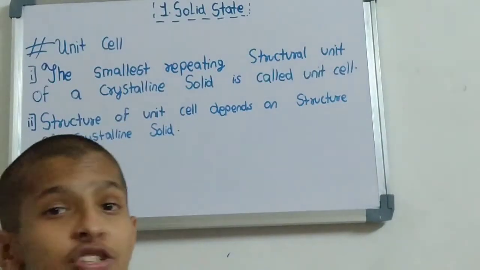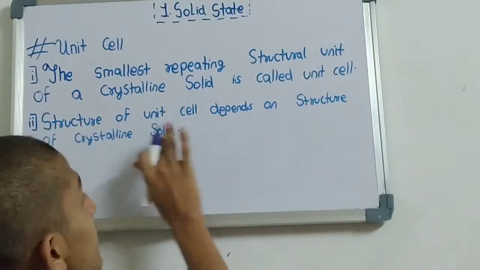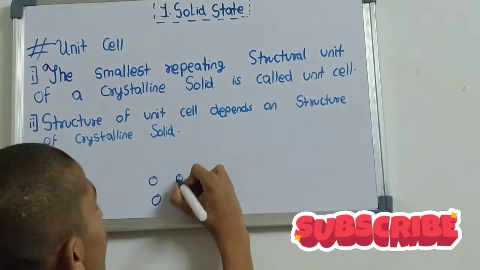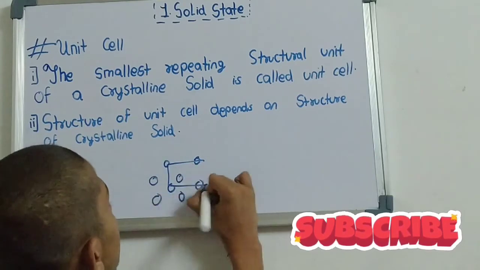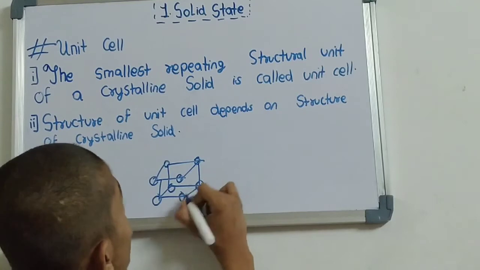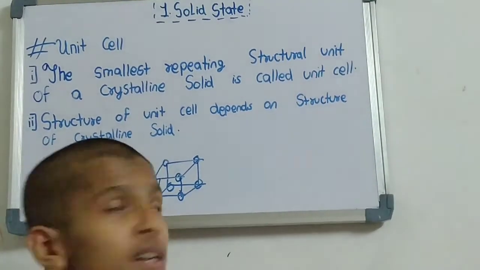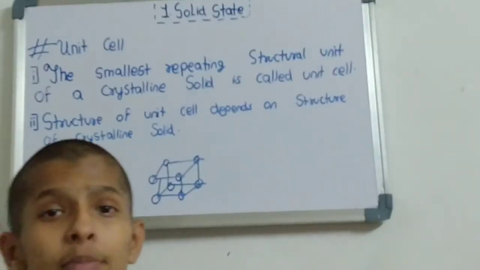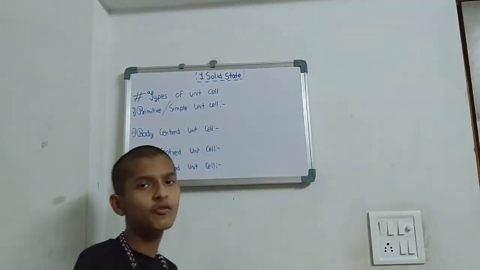And the shape of the unit cell depends on the structure of a crystalline solid. For example, if a crystalline solid is of cubic structure, then the structure of the unit cell will also be cubic. Okay, so now we have studied the unit cell and now we will study the types of unit cell.